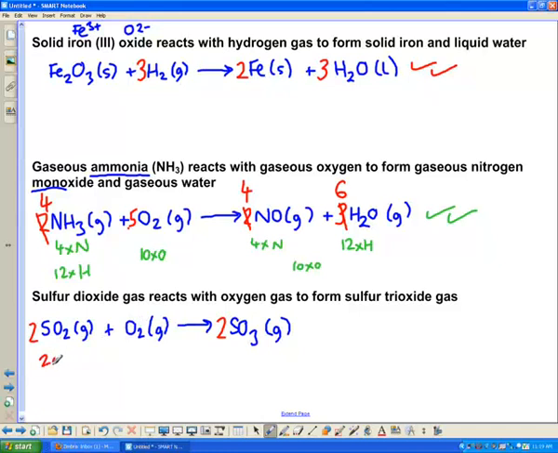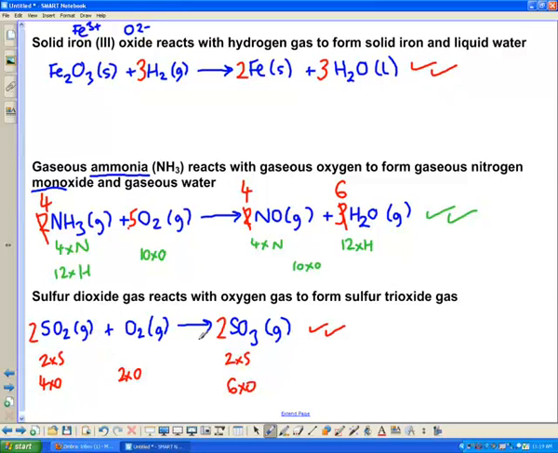and that kept my amounts of sulfur the same, but gave me 4 oxygens here, 2 oxygens here, 6 oxygens here. And 4 plus 2 of course is 6, so that means everything's balanced. Okay. And basically that's how we go through and balance chemical reactions.